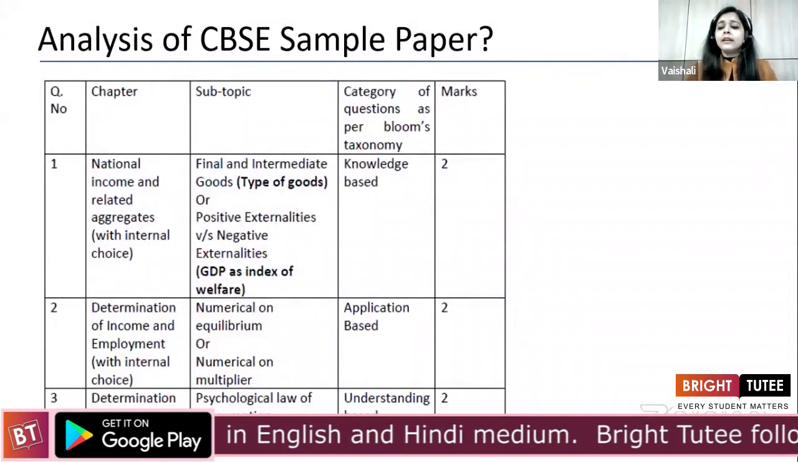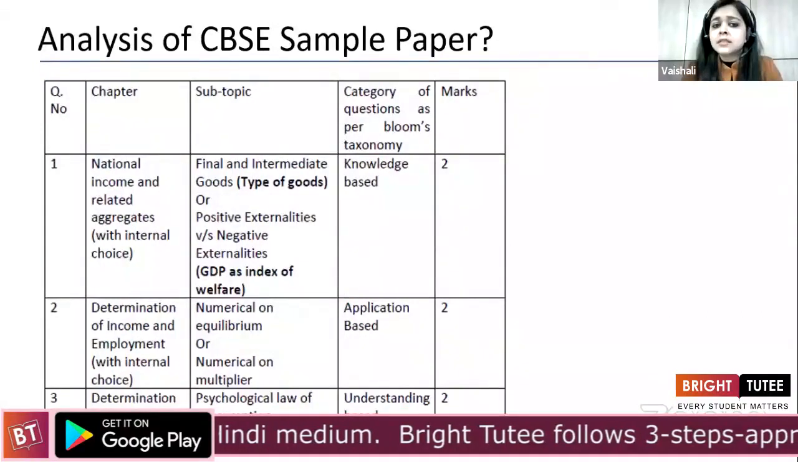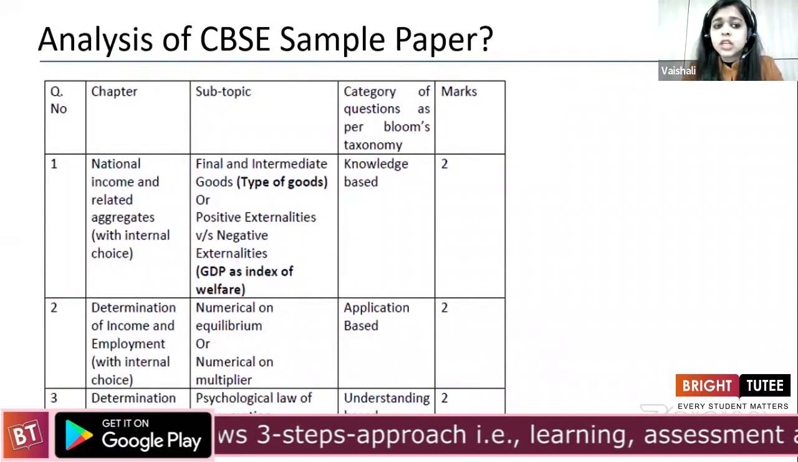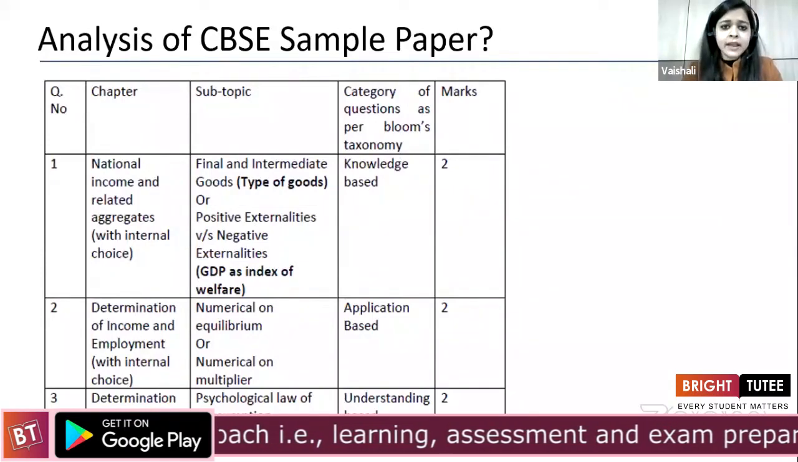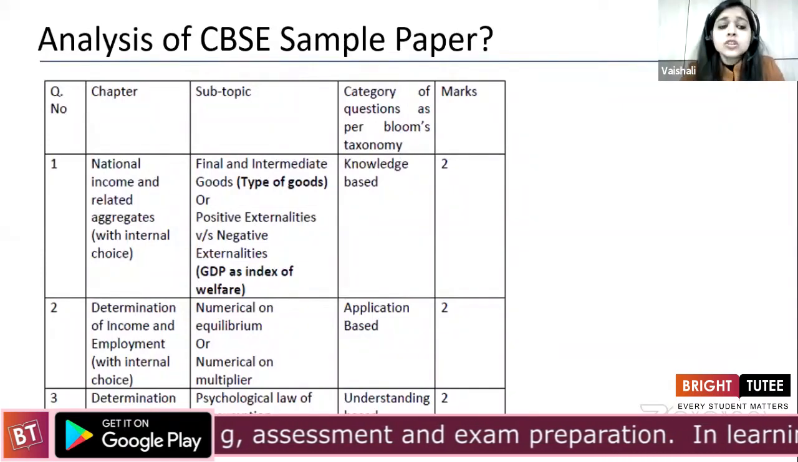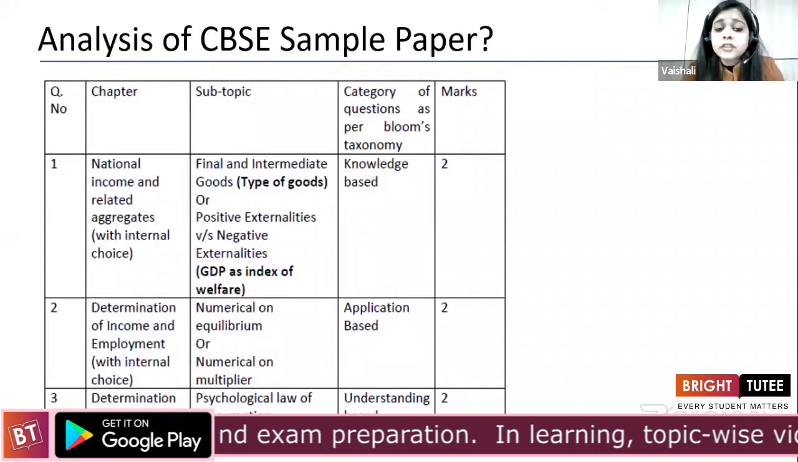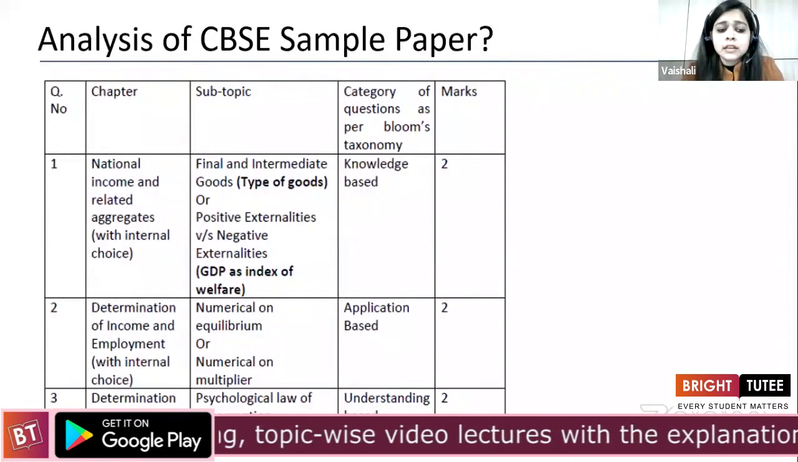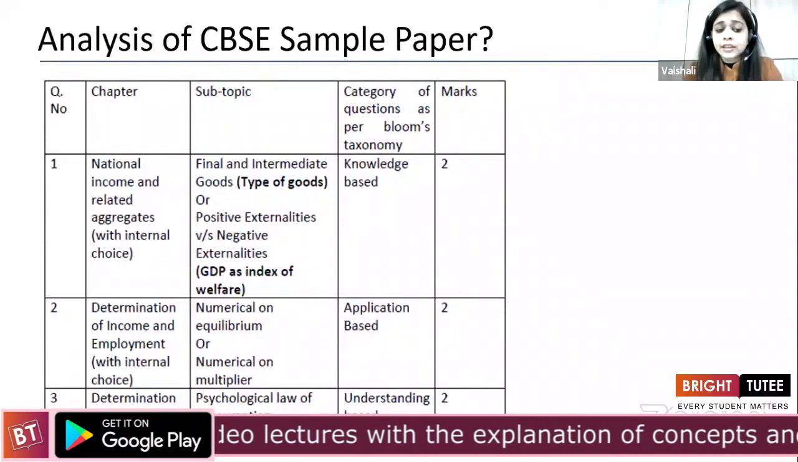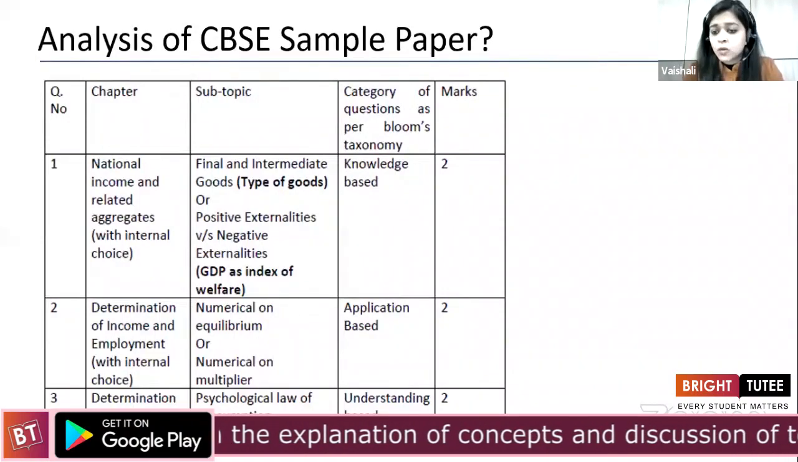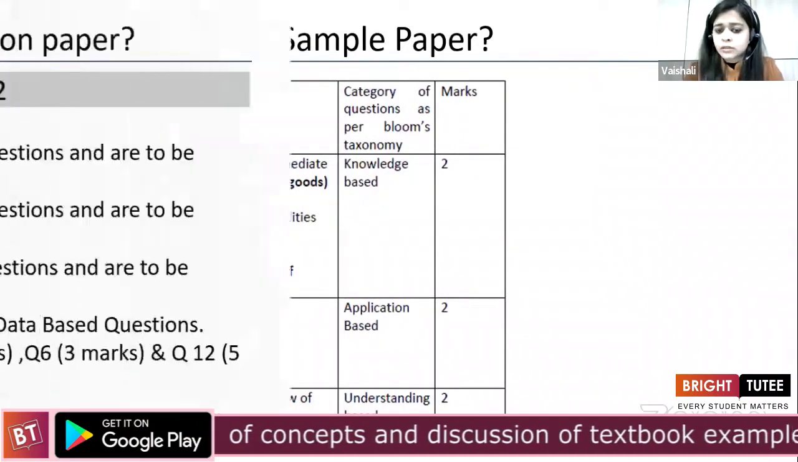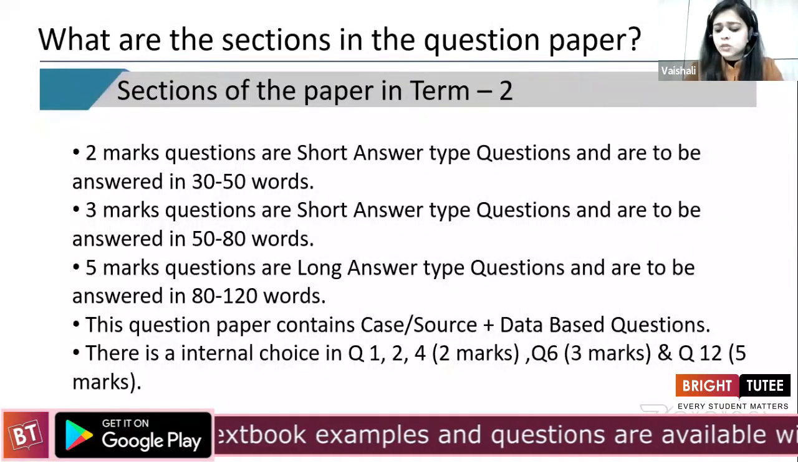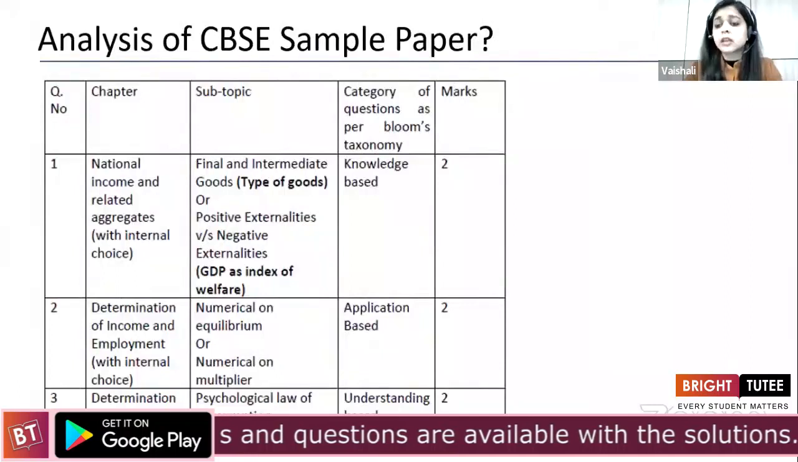Now, a very important thing: analysis of the CBSE sample paper which has been issued. Let's look at it step by step, one by one. The first question was from national income and related aggregates, with internal choice. As I told you, question number 1 had internal choice. You can clearly see questions 1, 2, 4, 6, and 12 have internal choices, and there are 13 questions in total.